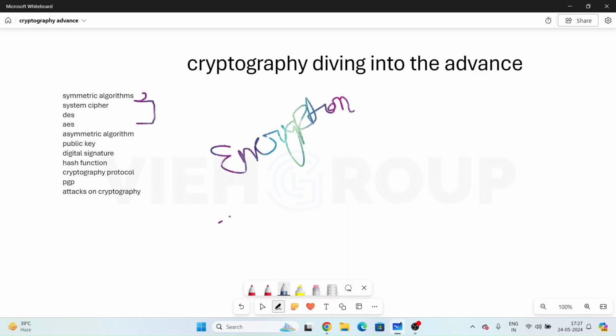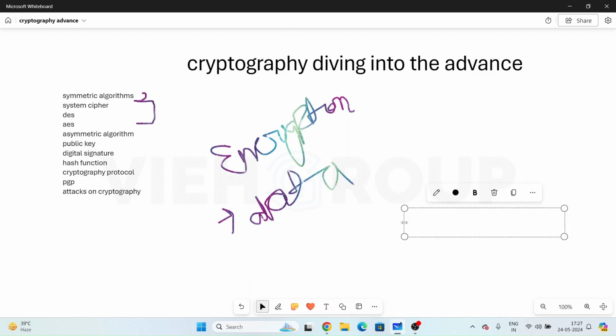So what is stream cipher? Imagine encrypting data as it flows, like a stream. That's the idea behind stream cipher.